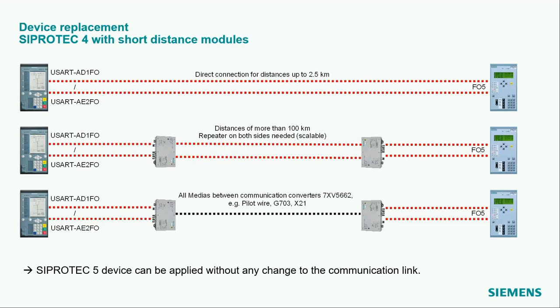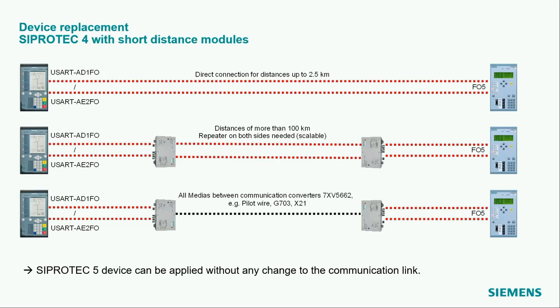The next 3 slides are about the question which communication link for which distance is applicable with the compatibility mode. We start with the communication topologies where you have a short distance module on Cipotec 4 side. For the use cases on the slide, no changes are necessary. Here you simply can exchange a Cipotec 4 with a Cipotec 5 device. No further equipment is necessary.